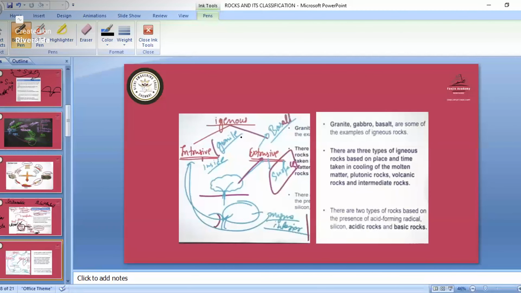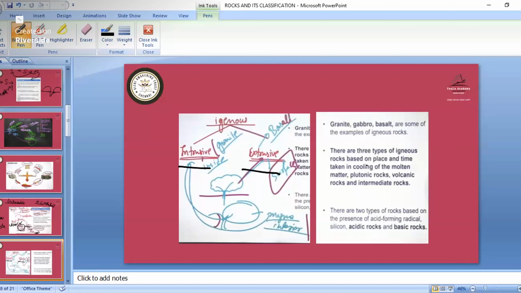So igneous rock is divided into two parts, that is intrusive rocks and extrusive rocks. So intrusive rocks means what? Inside the earth, and extrusive means outside the earth, that is at the surface of the earth. So the rock formed inside the earth is known as intrusive igneous rock, and outside the earth, that is known as extrusive igneous rock. So granite, gabbro, and basalt are examples of igneous rocks.